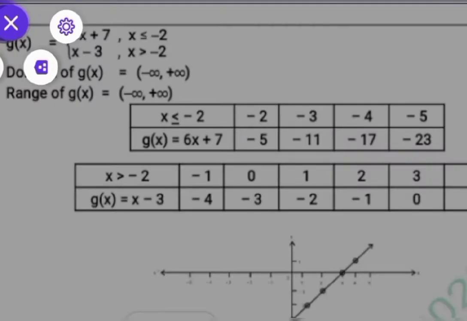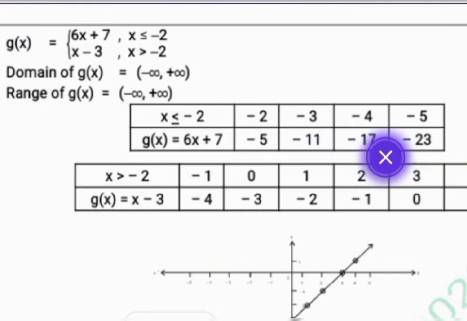If we put -2 in this function, as it is written x is less than or equal to -2, we will put values of x equal to -2 and less than -2, like -3, and less than -2 it is -4. We can put three or four values.